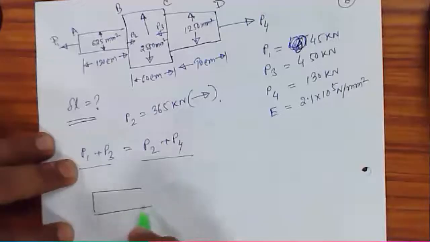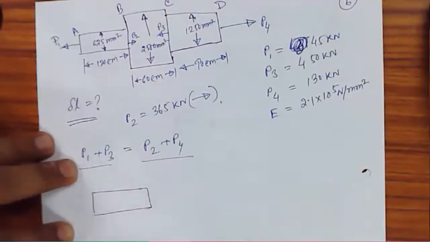Sir, individually we have to find out. Yeah, for AB, BC, and CD, because the area is different. Okay, so we will take segment one, AB.